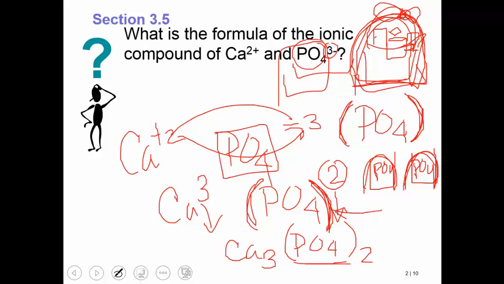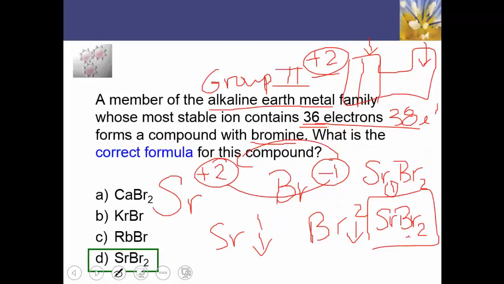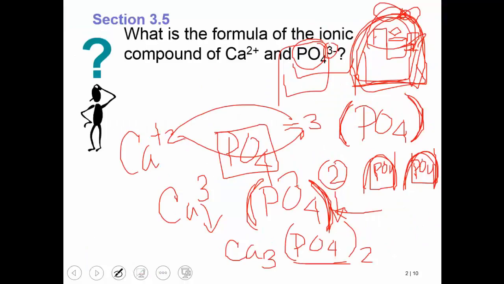And so if we look back at the previous slide here, we did not put parentheses around the bromine because it's only bromines that we're taking 2 of, not bromine plus some other stuff. And here it's phosphorus with some other stuff. And so that's why we need the parentheses. And so we'll look more into that.